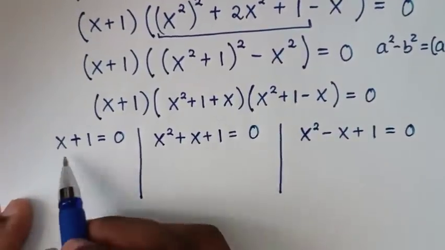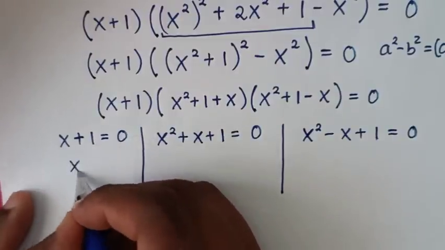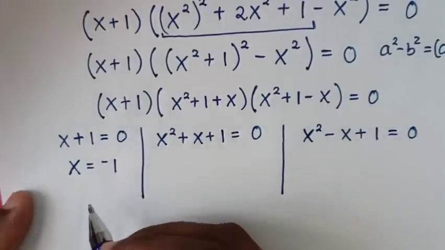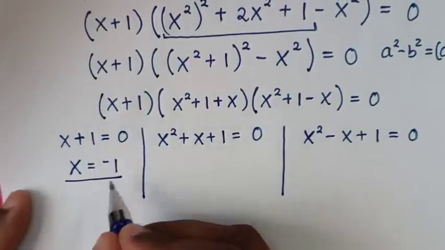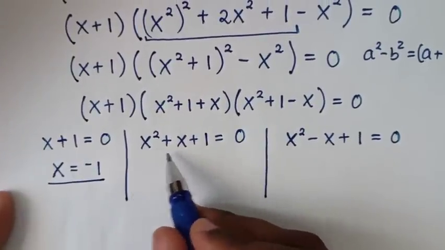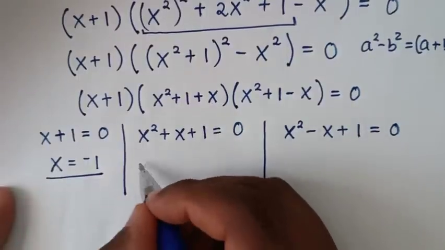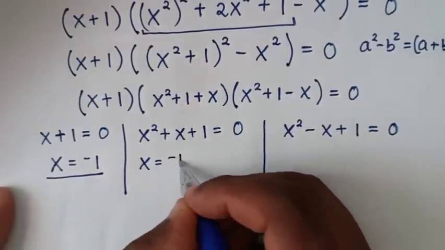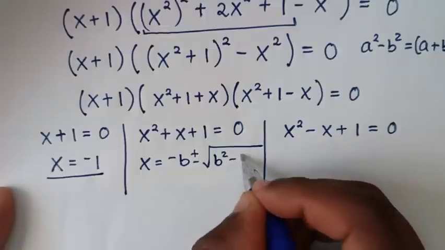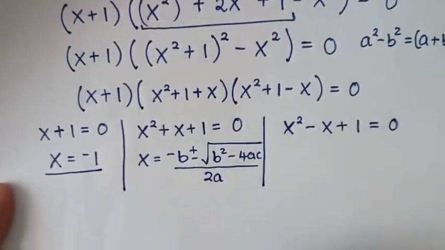Now to solve from this first solution here, we'll take negative 1 to this side, so it will be x is equal to negative 1. So this is the first value of x, which is the real solution. Now to solve from this quadratic equation, we'll use the quadratic formula. Now from the quadratic formula, the values of x are equal to negative b plus or minus the square root of b^2 minus 4ac, over 2a.